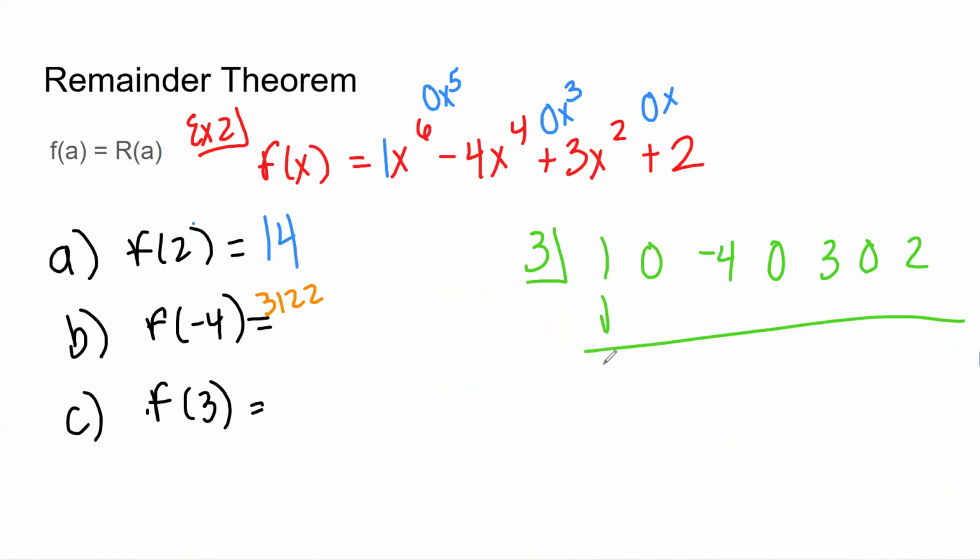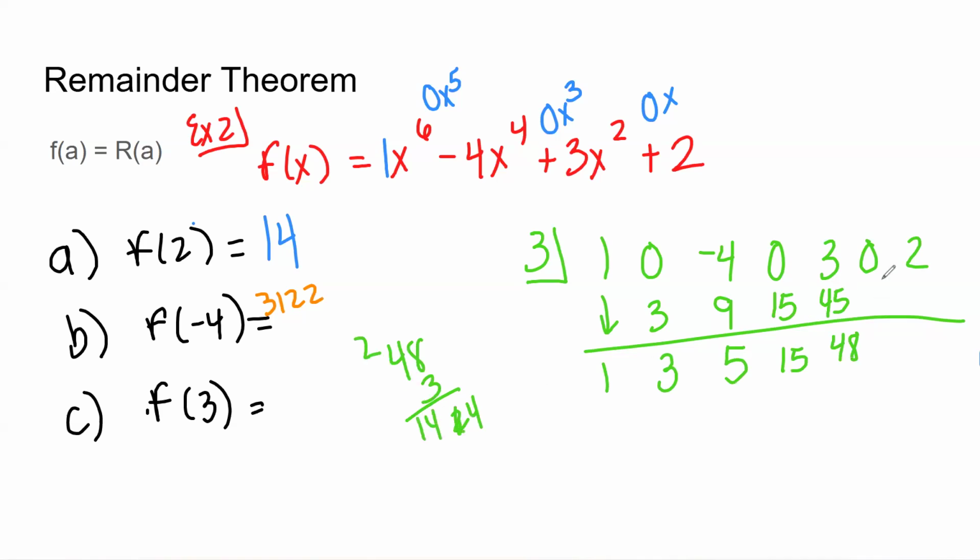Write down our coefficients, including those ghost zeros. And now we're ready to drop down, multiply, add, multiply, add, multiply, add, multiply, getting a little big here, add 48 times 3, 144. Add 144 times 3. Add 434. And there we go. That should be the function at 3.